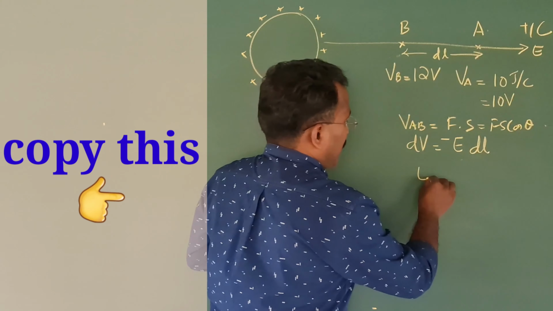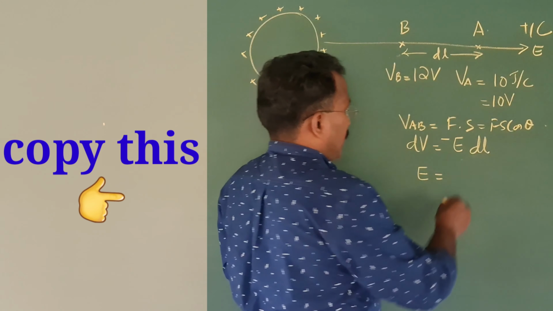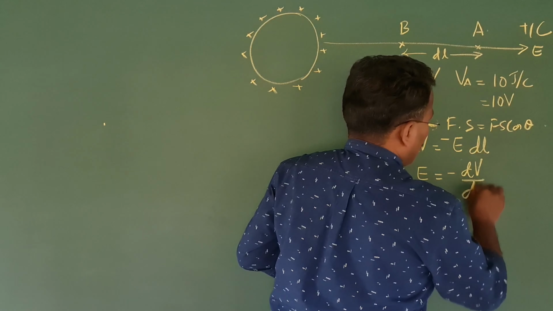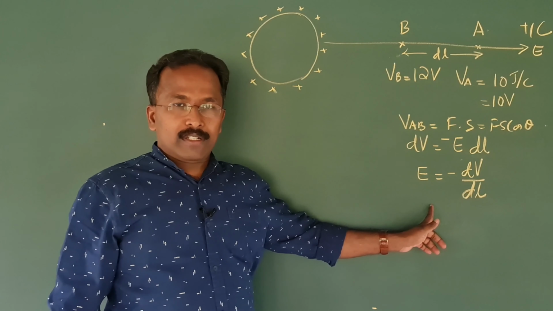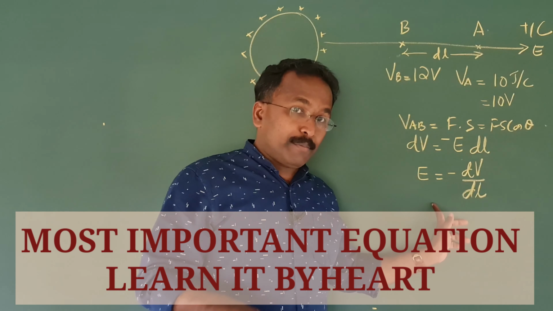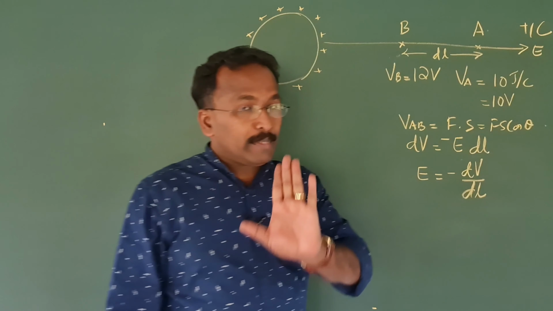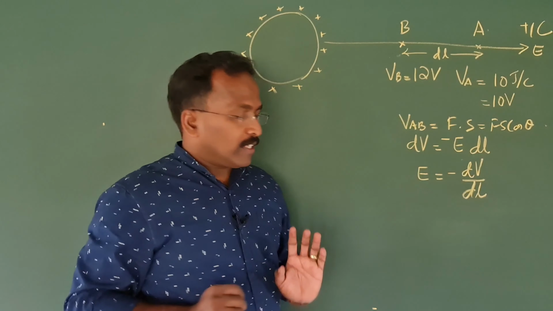Now I am writing E. You rewrite this equation for E. E is equal to minus dV by dl. Now this is a fantastic equation. Most important equation of this chapter, I must say. E is equal to minus dV by dl. Remember this. You have to study the meaning of this equation.